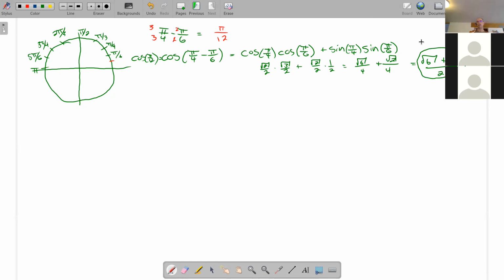So I don't have that memorized, but I know I can always find it if I need it, because I have the special angles pi over 6, pi over 4, pi over 3, and so on memorized. And so we have an exact answer for the cosine of pi over 12.